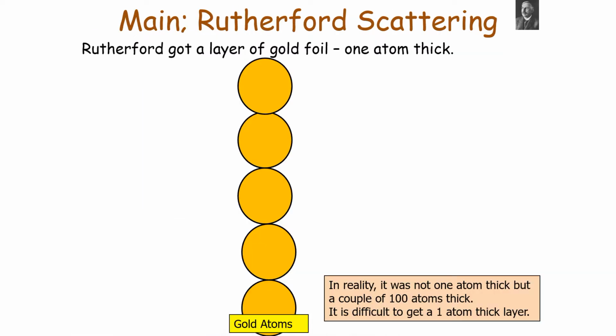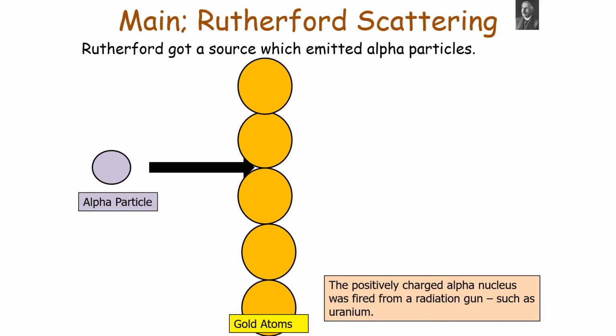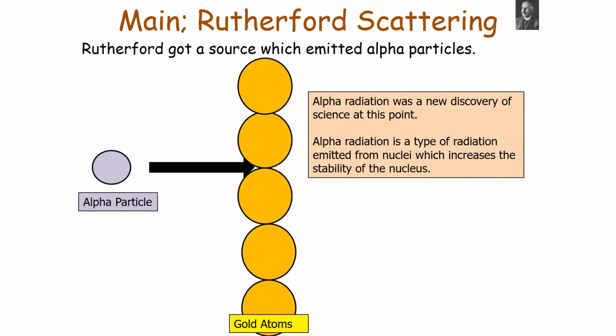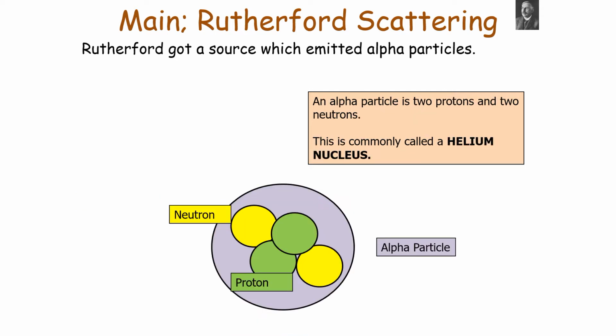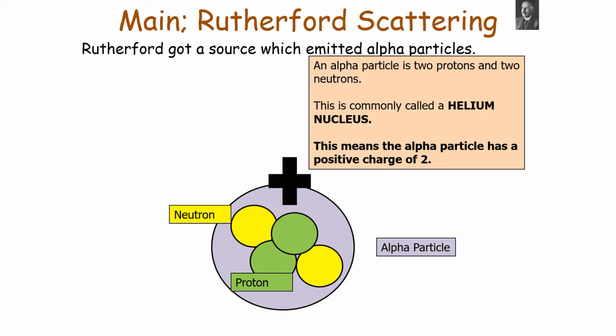So what Rutherford did is he got a layer of gold foil 1 atom thick. He then fired alpha particles at this gold foil. Now, the alpha radiation was a new discovery of science at this point. It was a type of radiation emitted from nuclei which increases the stability of the nucleus. Now again, alpha radiation is ionizing, which means it can ionize your DNA, which can mutate your DNA and can lead to cancer. Now, an alpha particle is 2 protons and 2 neutrons, so it's a helium nucleus, and therefore it has a positive charge of +2.